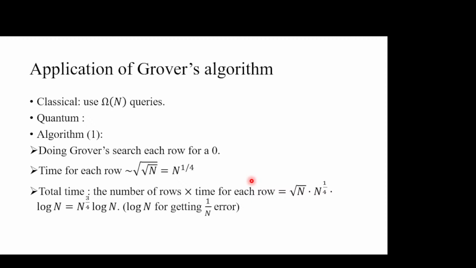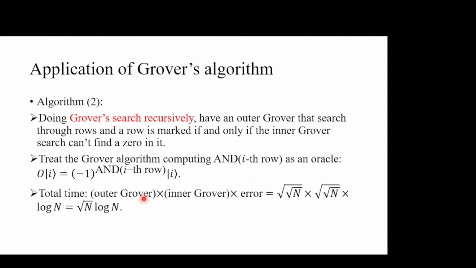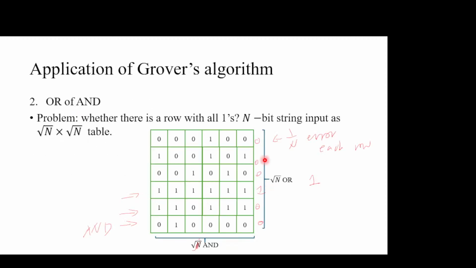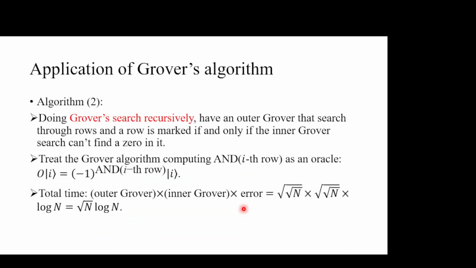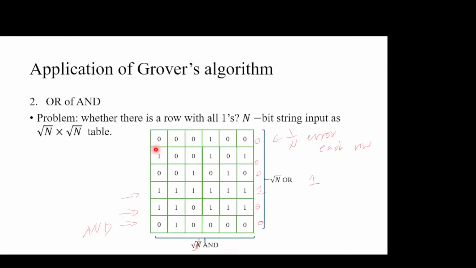And actually, you can do Grover's algorithm recursively. So the OR part of this function, you can also do with Grover's algorithm. So basically, you have this recursive Grover search. You have an outer Grover search that searches through rows and tries to calculate the OR between them. And then you have an inner Grover. Now the things are getting pretty interesting.